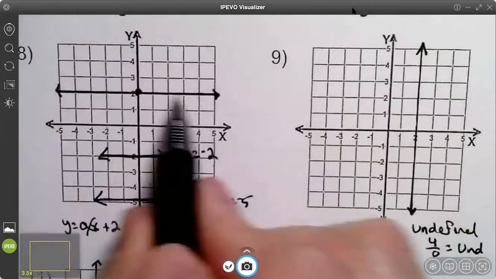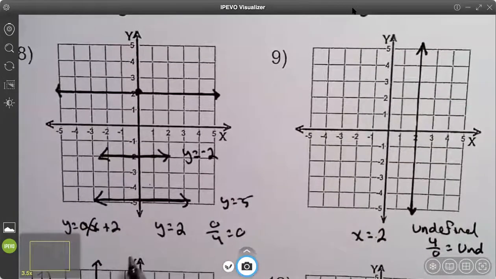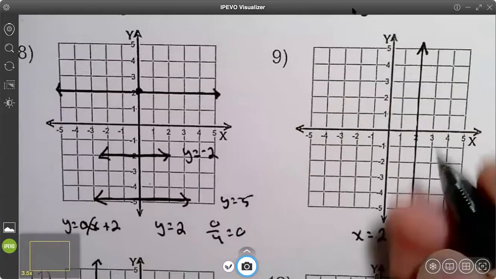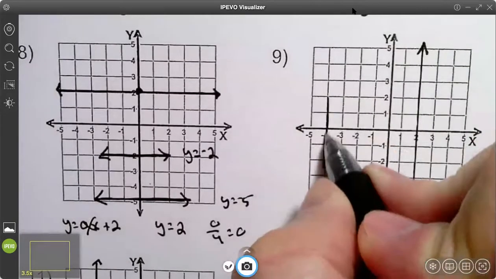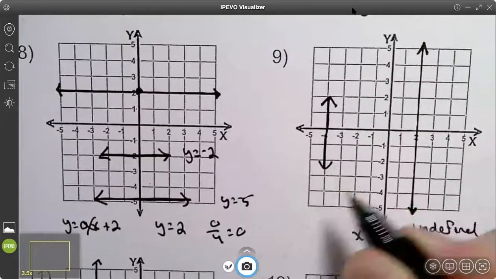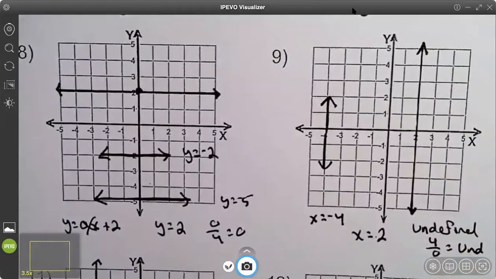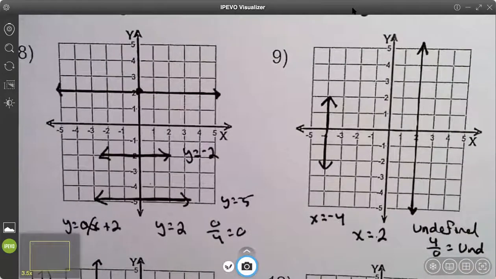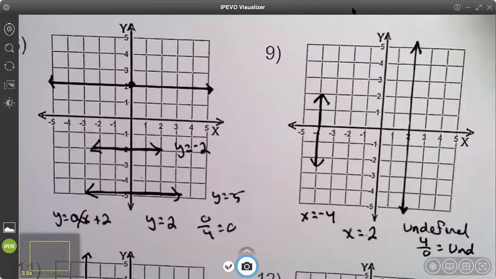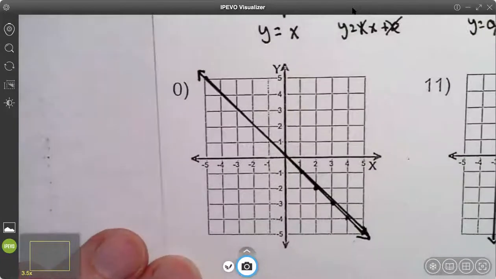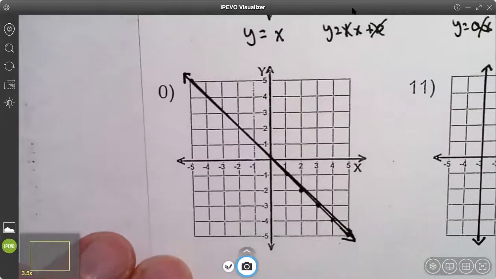So horizontal lines, 0 slope, y equals whatever the y-intercept is. Vertical lines, undefined slope, your equation is x equals whatever the x-intercept is. So if this were my vertical line, then my equation is x equals -4. I'm going to let you try a few. Try number 10.